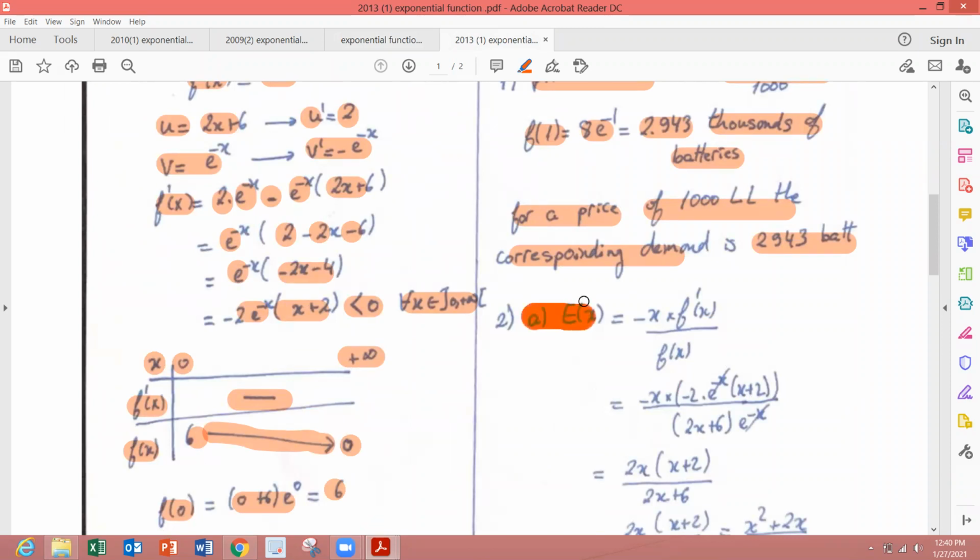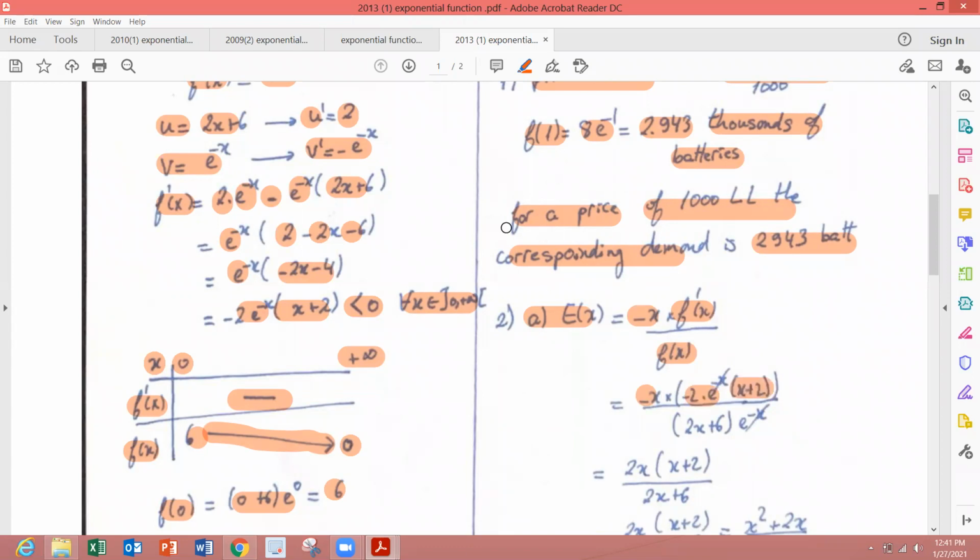The elasticity, Talene, is equal to minus x times the derivative of the demand over the demand. Elasticity equals minus x times f prime x over fx, since the demand is fx. Minus x. f prime, we found f prime before, it is minus 2e to the x into x plus 2.